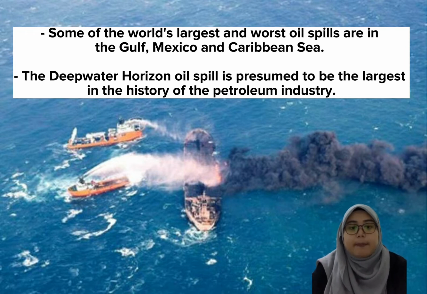Other cases happened in July 1979 during a tropical rainstorm. The Atlantic Empress and Aegean Captain collided approximately 10 miles off the coast of Tobago. Following the collision, both vessels began leaking oil and caught fire. The Atlantic Empress spilled an estimated 287,000 tons of oil, making it the largest ship source spill in history.